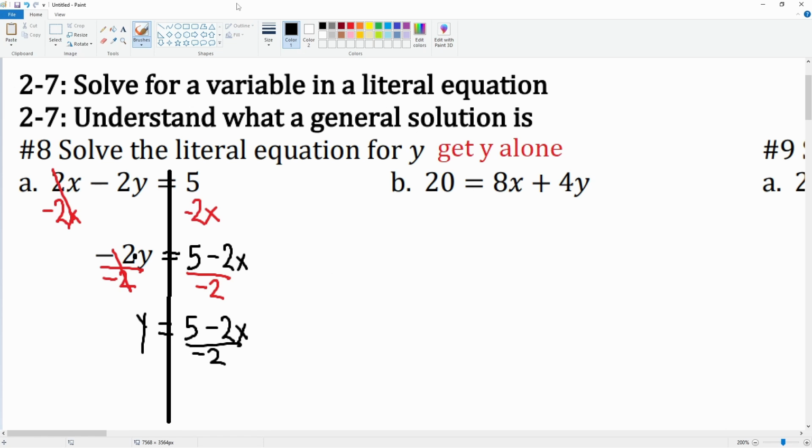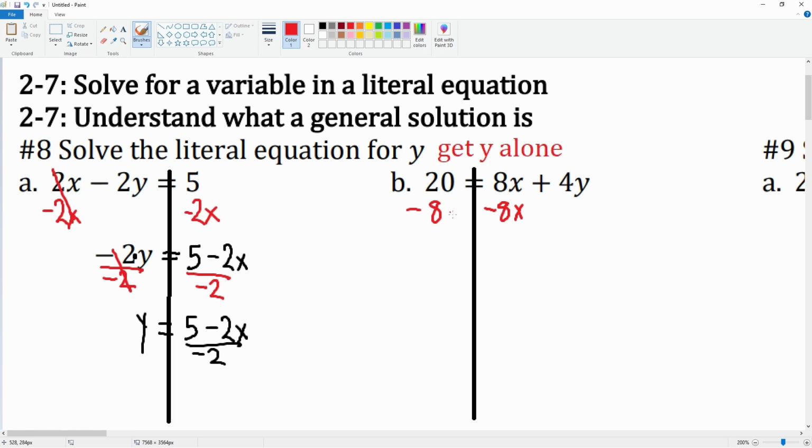For b, let's draw the line down that middle so we can separate the left from the right hand side. Now we have 8x plus 4y on the right hand side. Which one should we get rid of first? Well, we're trying to get the y alone, so let's get rid of the x first. So we're going to subtract 8x from both sides.